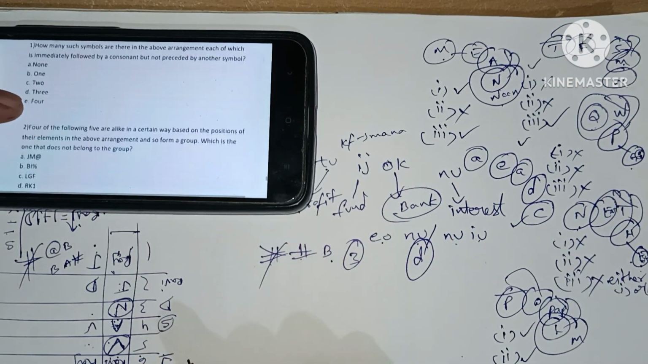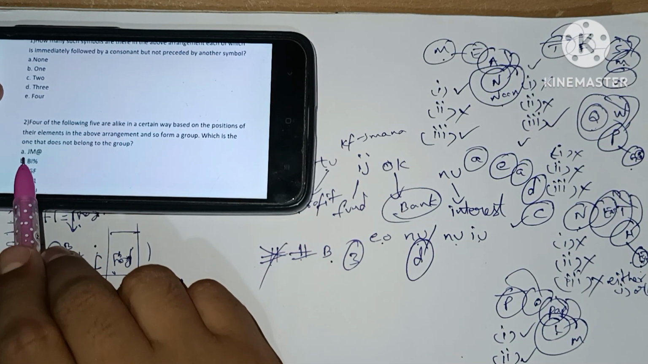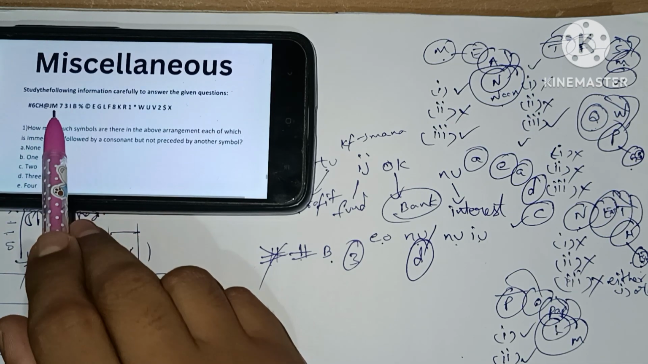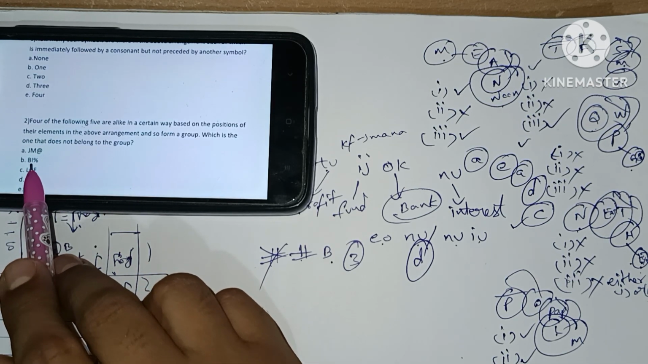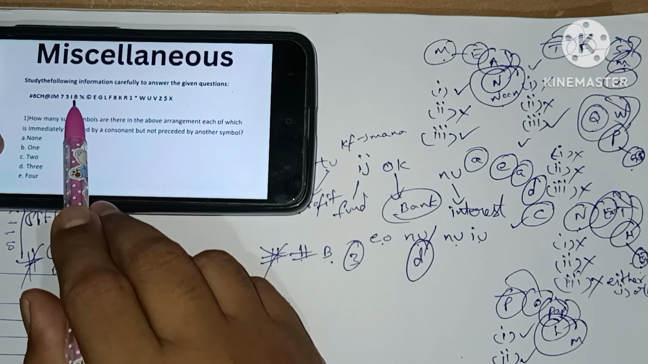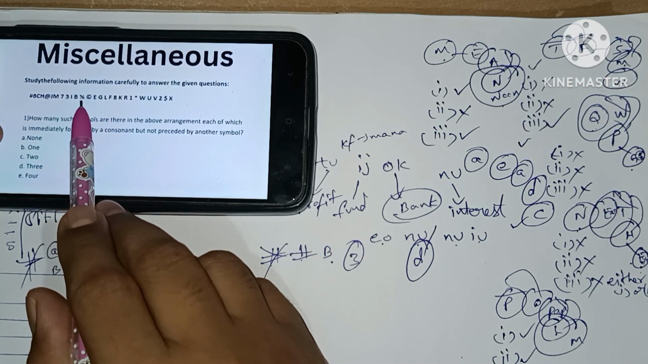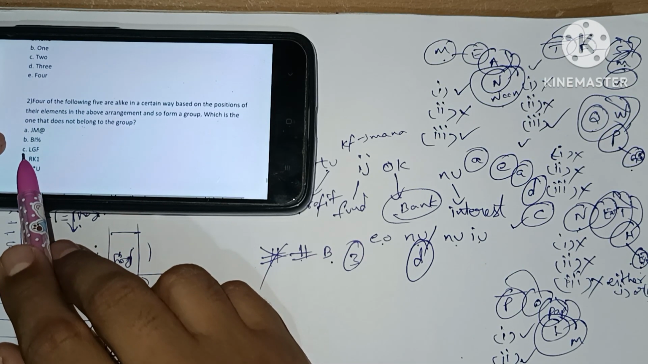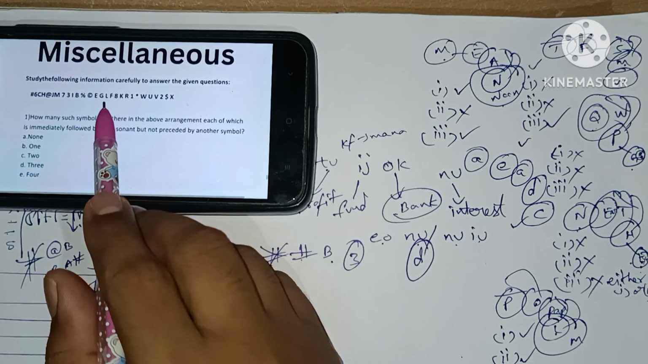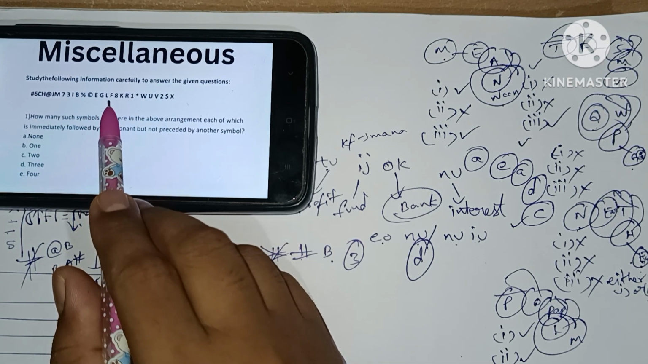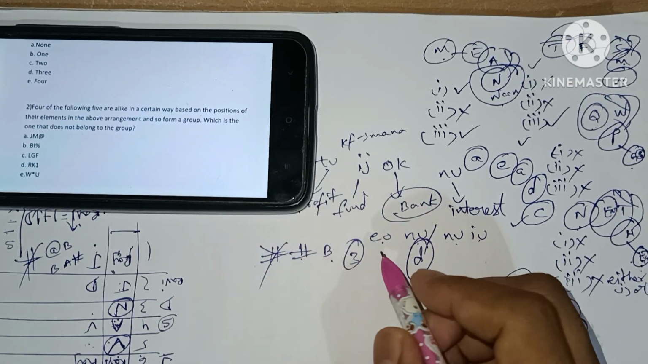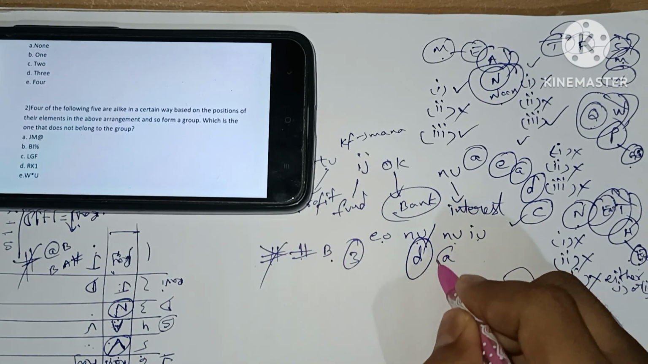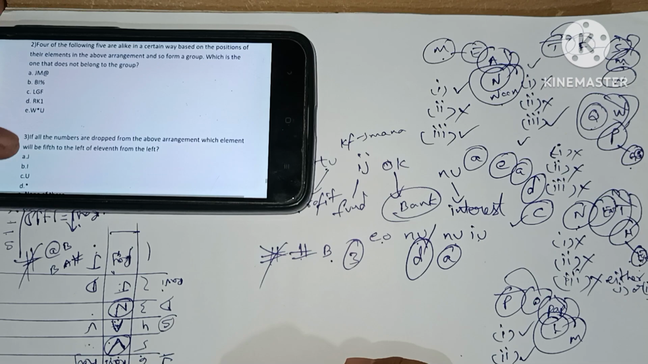Next, second question. 4 of the 5 are alike. JM at the rate. JM at the rate. BI percentage, BI this side and percentage this side. Third one LGF, LGF this side. So according to this, the first one is false, the odd one out. So option A is the answer.